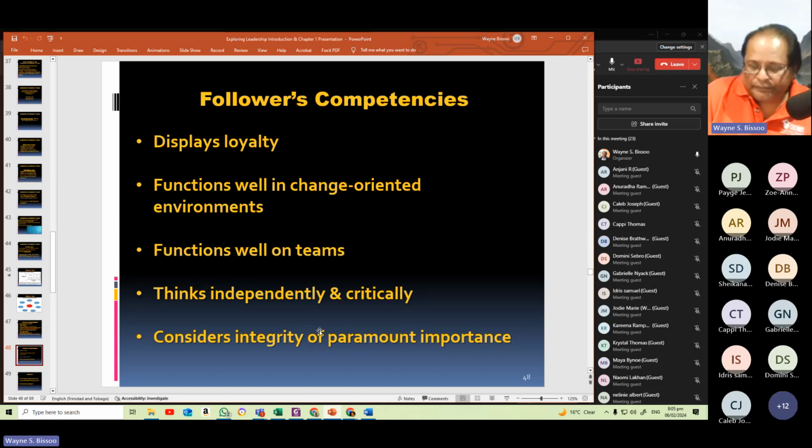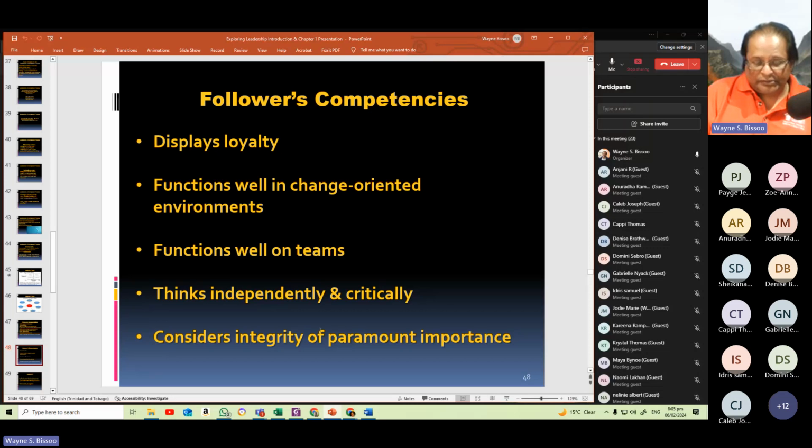Followers need to be loyal. All right, they have to be loyal to the leader. If you're not loyal to the leader, get out of that organization. They have to be able to function well in change-oriented environments because, as with any dynamic organization, there is going to be a massive amount of change and sometimes rapid change. So therefore, a follower and a leader eventually is going to have to operate within those walls.